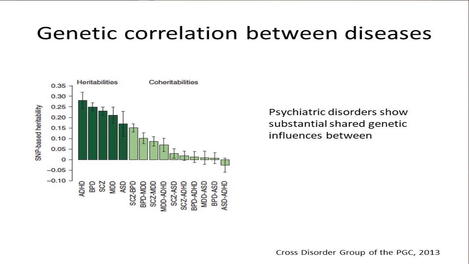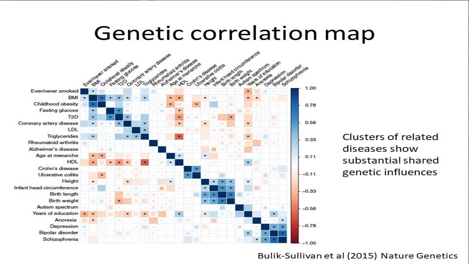So psychiatric disorders show substantial shared genetic influences. You can see here plotted the co-heritability for different pairs of psychiatric disorders, such as schizophrenia and bipolar disorder, schizophrenia and major depressive disorder, and so on, major depressive disorder, ADHD. You can see that for these pairs of disorders, there's substantial genetic overlap or shared genetic influences. And this also applies to other clusters of related disorders.